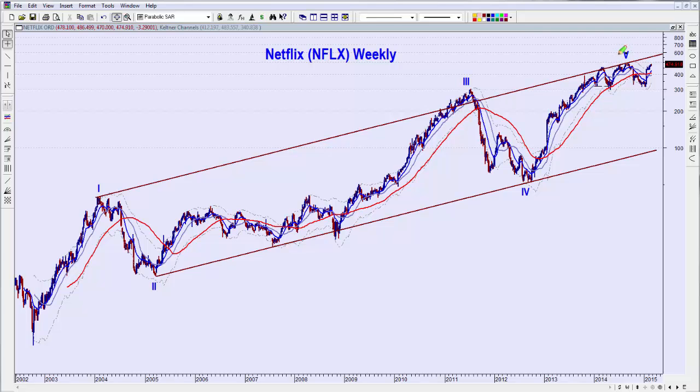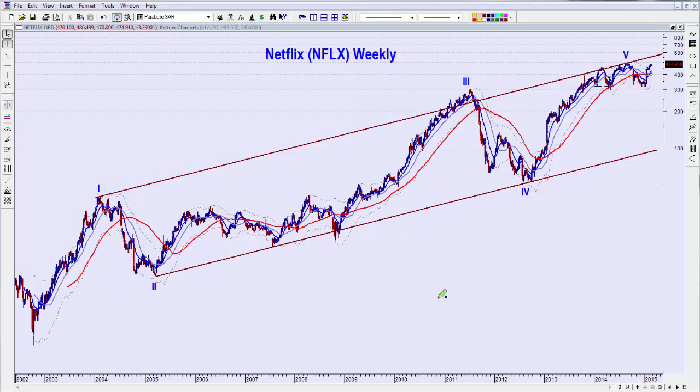So now what do you get? You get a corrective action. And the other nice thing is look at the nice channel that it's conformed to, the wave 2 and wave 4 connecting wave 1. Wave 3 actually overlapped a little bit, kind of a little bit of a throw over, but it tied right into wave 5 perfectly. Okay, just beautiful.